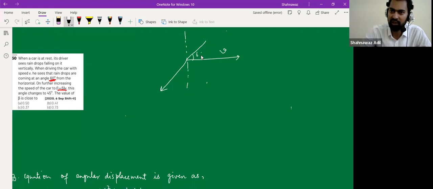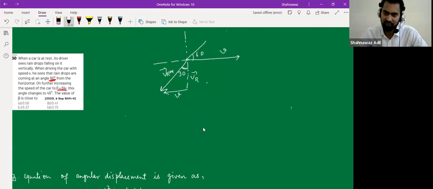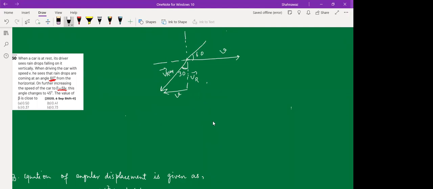So this is 60, right? Okay, and this is 60, so this will be what? 30. Okay, and this is 30, this is V minus V, and this is the velocity of rain with respect to man, and this is the velocity of the rain, right? Understood? Did you guys understand? Yes, sir.